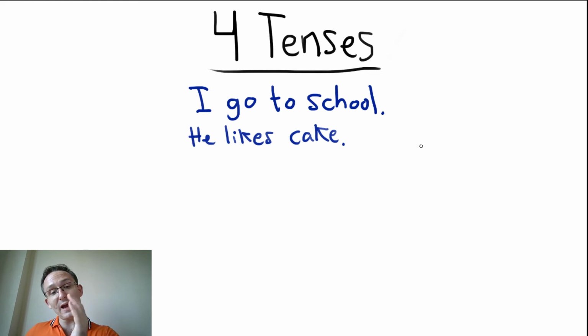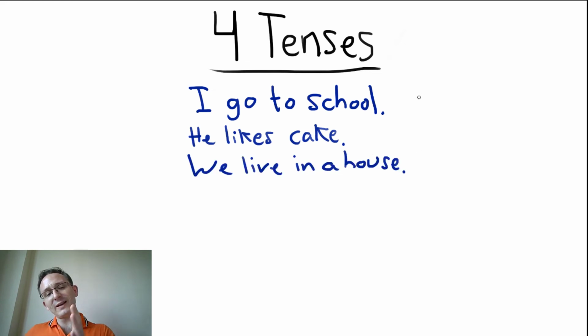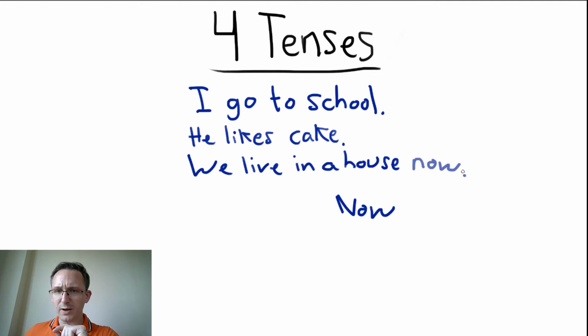He likes cake. He likes to eat cake. We live in a house. What's interesting is if you said, we live in a house now, I would say, well, where did you live before? For present simple, you don't need to say now. You can, but it can change the meaning of the sentence.